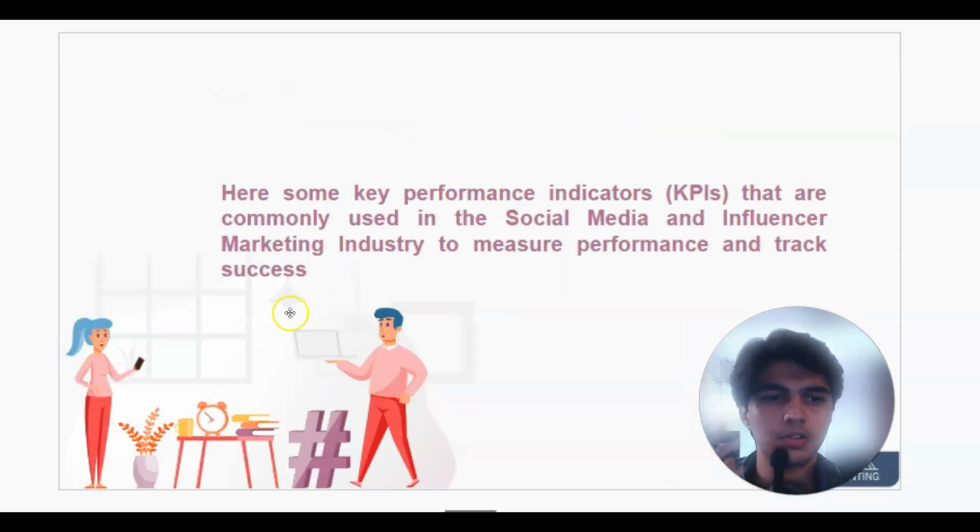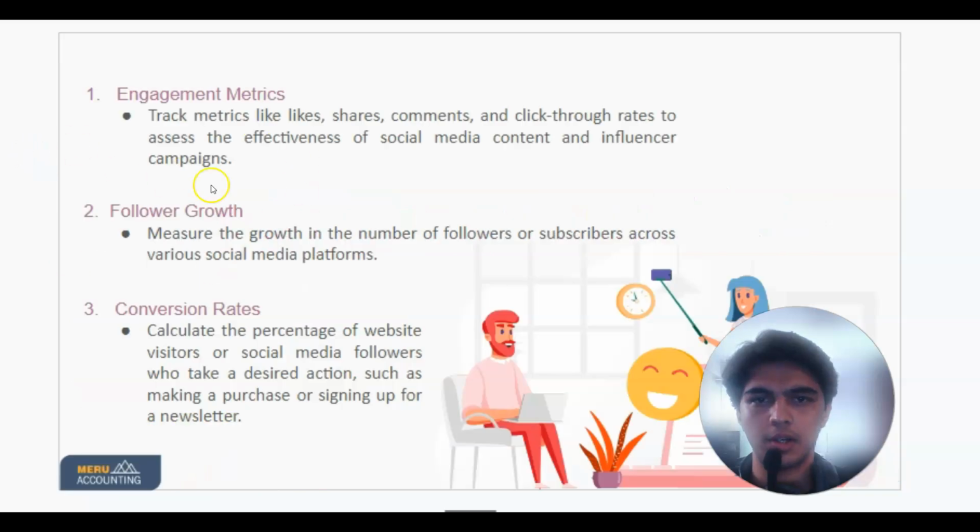So every industry has some key performance indicators that show the growth and benefit, and track the success of that particular industry. Here we'll talk about some of the key performance indicators that are commonly used in the social media marketing and influencer marketing industry. So let's start with the first indicator. The first indicator is the engagement metrics indicator.